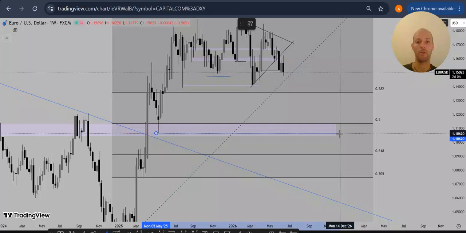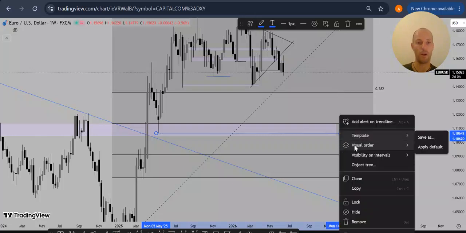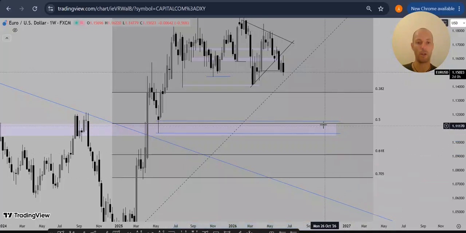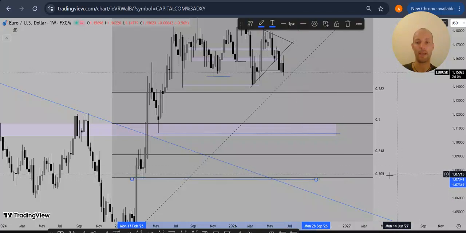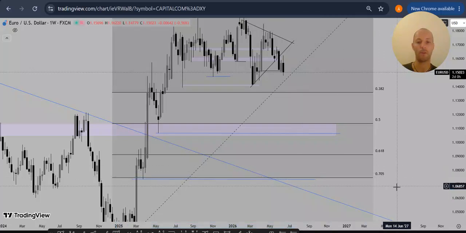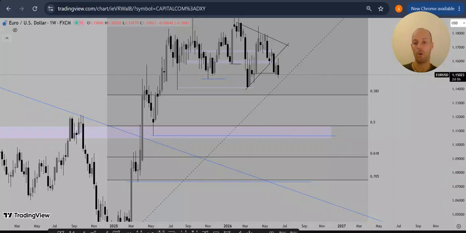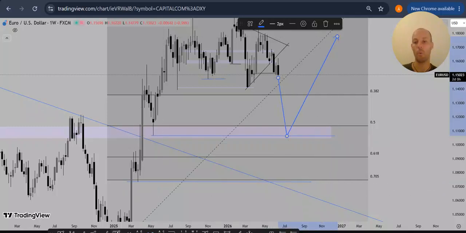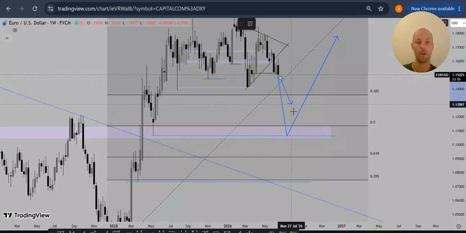So we have liquidity here. And also I can see another liquidity area right here, exactly at the 70.5 level. All right, so I can expect two different scenarios. One, that price is going to come here and then we'll go up. That's scenario one.